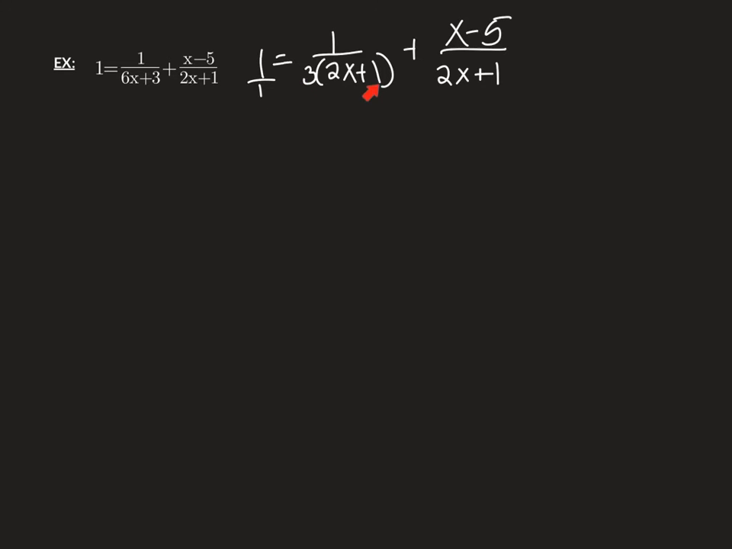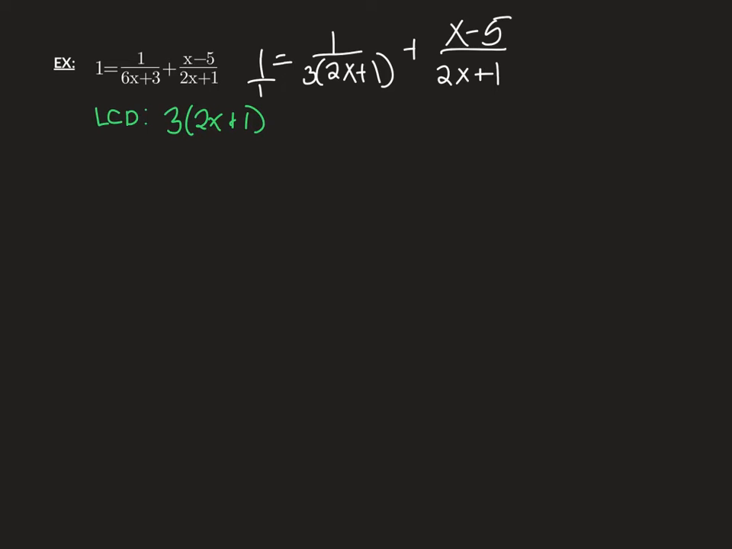I have a 3 times a 2x plus 1 and a 2x plus 1. So what is my least common denominator? Well, my least common denominator in this problem is 1, I don't need to write that, times 3 times 2x plus 1. So it helps to factor it, even though I'm not going to do anything with the factors at the moment, it helps to factor it to be able to find my common denominator.